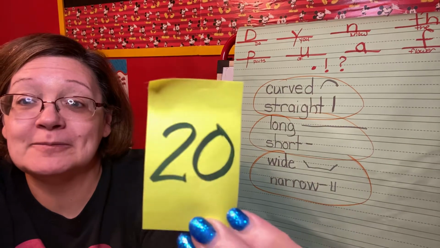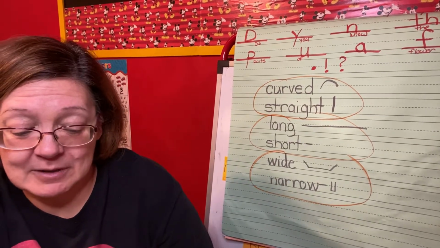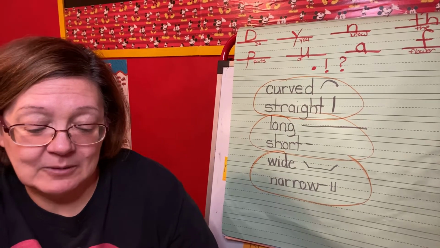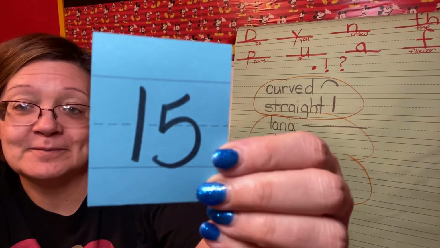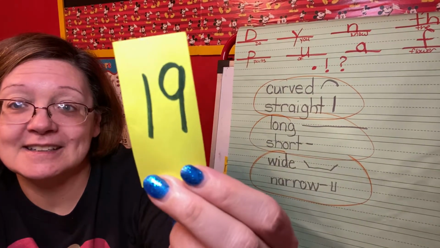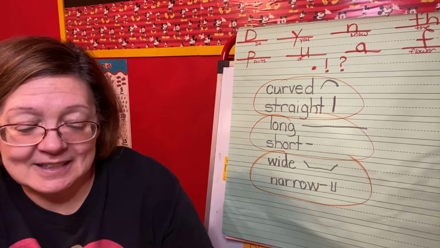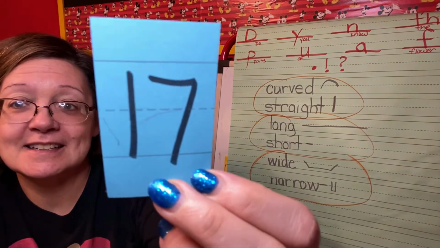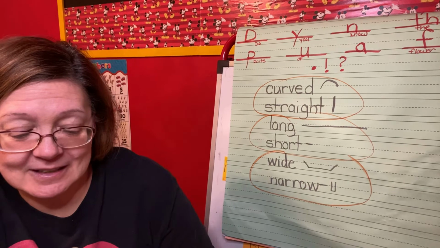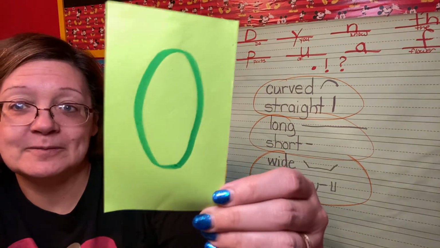What's this number? Good, 20. Oh, they're not mixed up, are they? Well, that's okay. What is this number? 15, good. What is this number? 19, good. What is this number? 17, good. Let's see. What is this number?